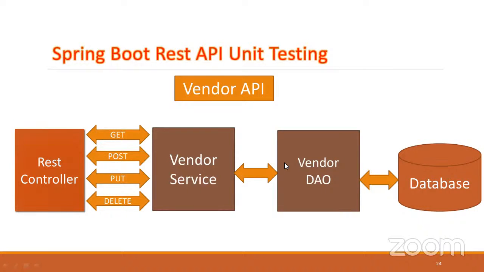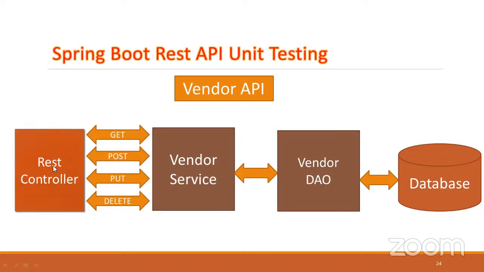In this vendor API development, we will be having the REST controller class. And we'll be having the vendor service and vendor DAO, and the vendor DAO is communicating with the database. This vendor API development is used for creating a new vendor, getting all vendors' information, get vendor by ID, delete vendor, all such things which you can do with the help of our vendor REST API.